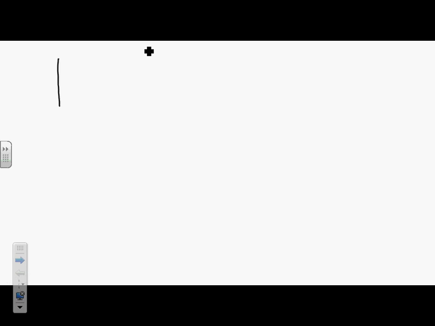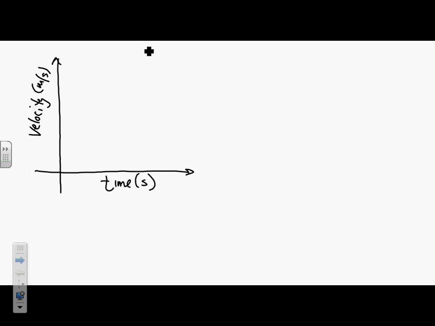The graph that we're trying to make looks like this. We have velocity on the y-axis in meters per second, and we have the time on the x-axis, in seconds. As the marble rolls down the ramp, it's going to start up here, and when it starts, it's going to have an initial velocity of 0 meters per second. It's going to roll down the ramp, and when it reaches the bottom, it's going to have some final velocity.